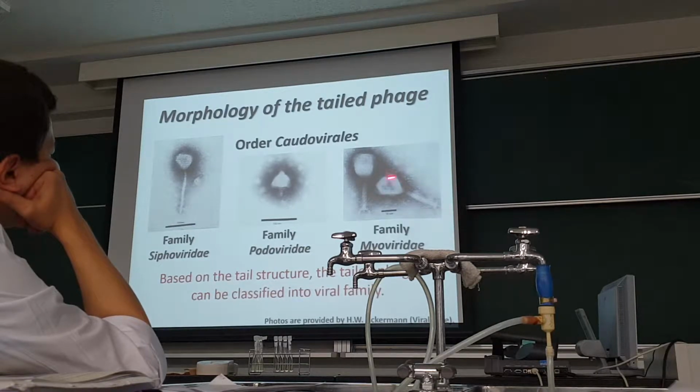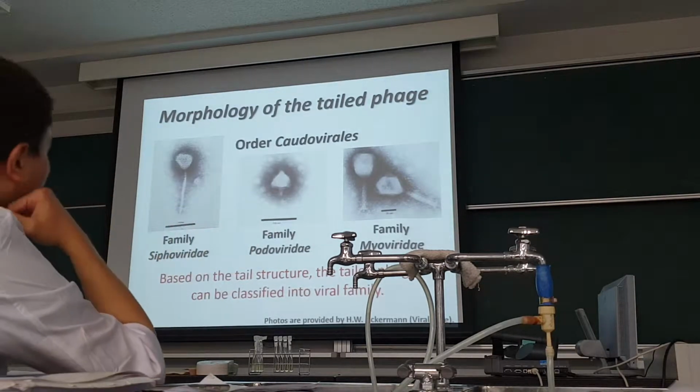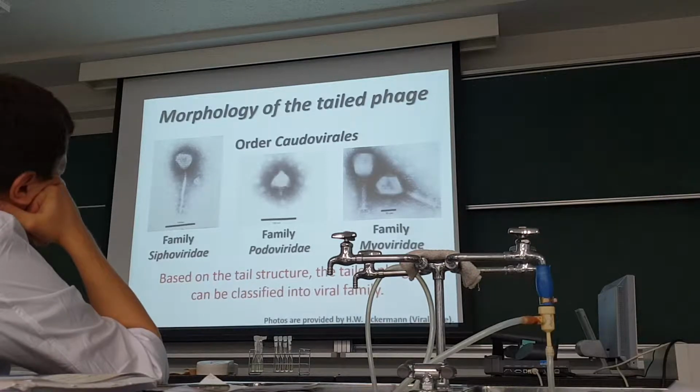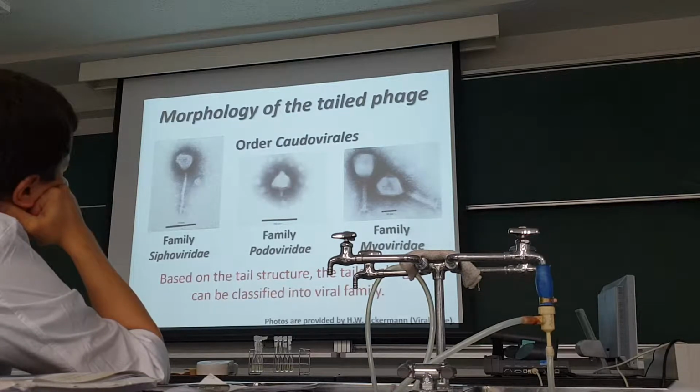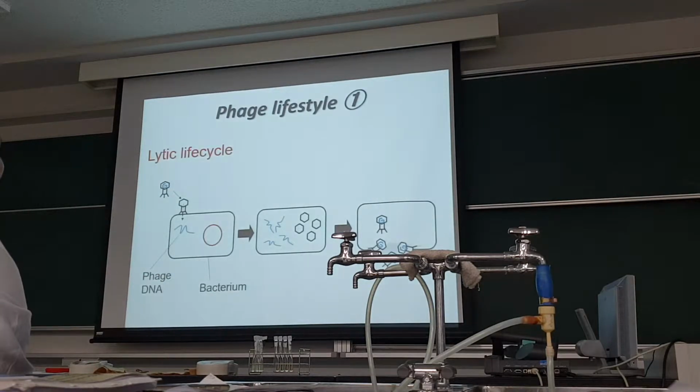And the other is the head and rigid tail. It's contractile. It's like a syringe. It's moving and things. It's called the family Myoviridae. So based on the tail structure, generally a bacteriophage can be classified into 3 families. Okay, just a classification. So it's not important, but to understand the bacteriophage, you need to understand the life cycle of bacteriophage. So it's called the lytic life cycle.